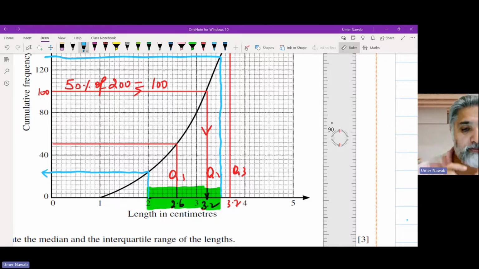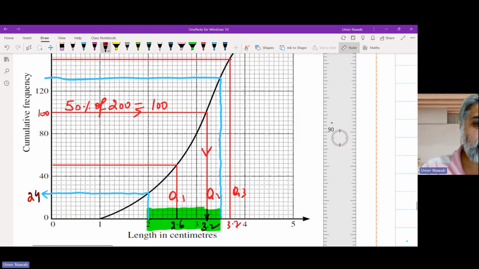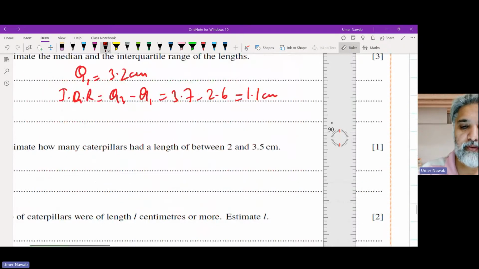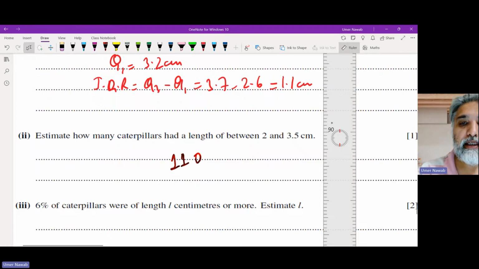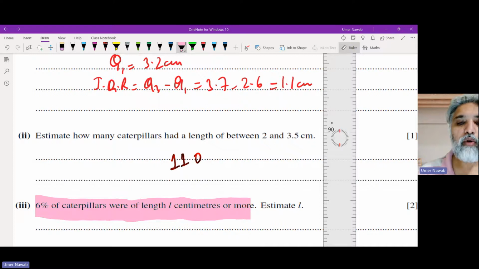Okay, guys, so I can check that the value which I found from here is 24, and from here I found it as 134. So I need to find in between how many caterpillars are coming. 134 minus 24, which is 110 caterpillars. So 110 caterpillars we have.